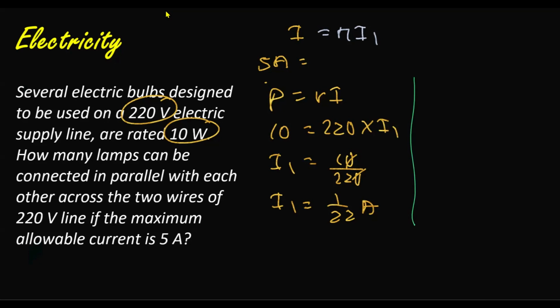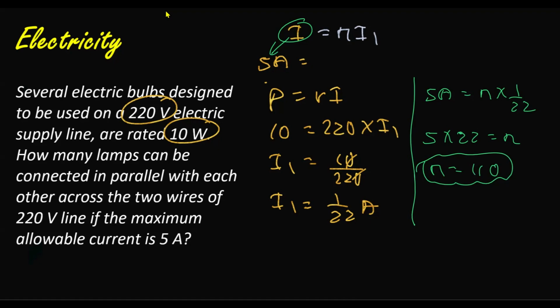And now check, we have to get n. As I said in the beginning, we know I here as 5 ampere. So I'll replace I with 5 ampere. n is the number of bulbs which we have to calculate, and each bulb draws 1 over 22 ampere. So by cross multiplication, 5 multiplied by 22 should be the number of bulbs, which comes out to be 110. So I'll say that 110 is the number of bulbs used.